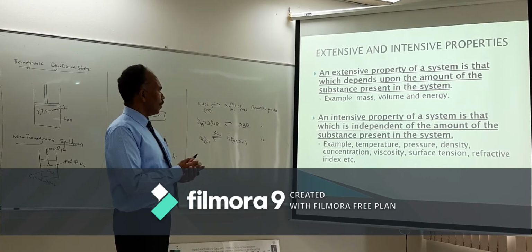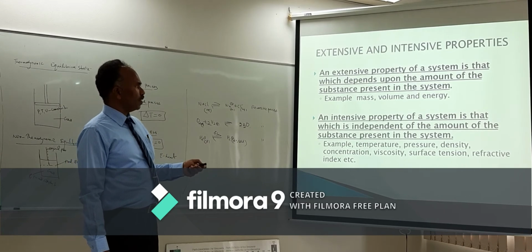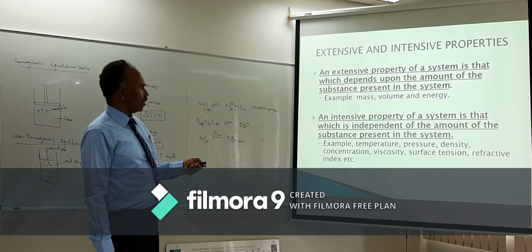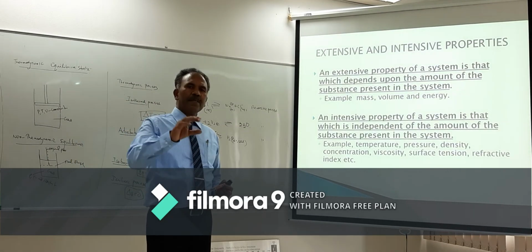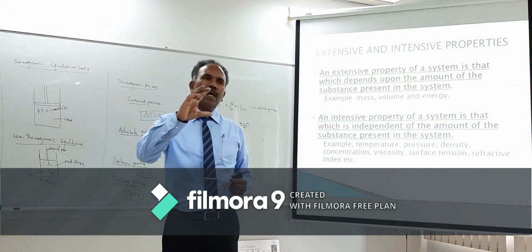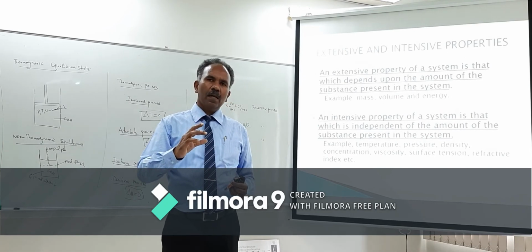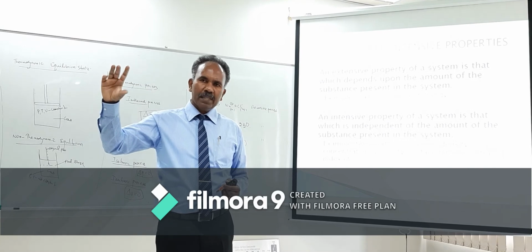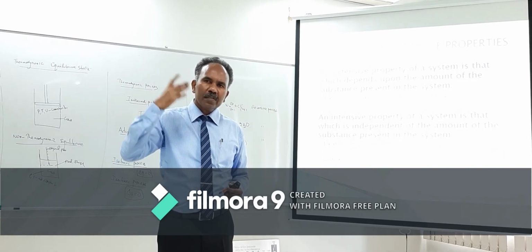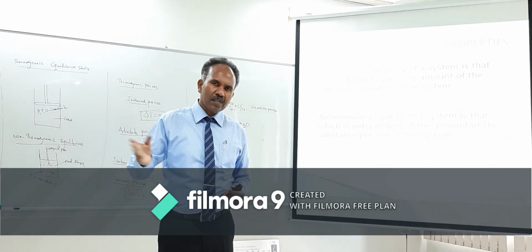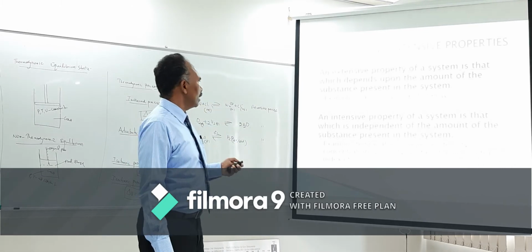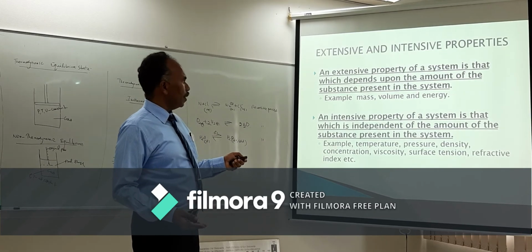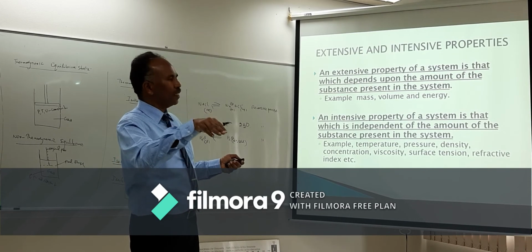What is an extensive property? An extensive property of a system is that which depends upon the amount of substance present in the system. For example, you take a beaker. One beaker has 10 ml, another has 20 ml, another has 30 ml. So their mass changes, volume also changes. So they are all called extensive properties. Extensive property means it depends upon the amount of substance present in the system.